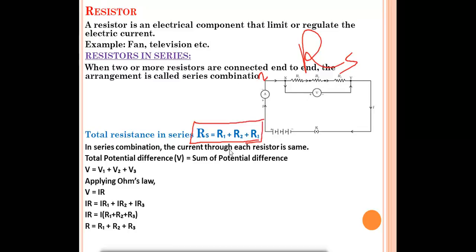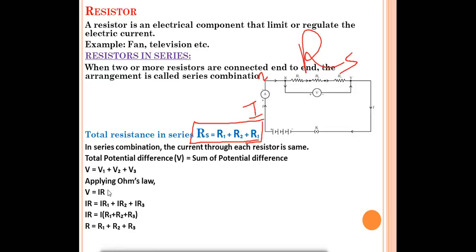In series combination, the current through each resistor is the same. Suppose the current I is flowing through this. This current will be the same in R1, R2 and R3. The potential difference V is equal to the sum of the potential differences. For all the resistances we have different potential differences: for R1, V1; for R2, V2; and for R3, V3. So the total potential difference will be V1 plus V2 plus V3.